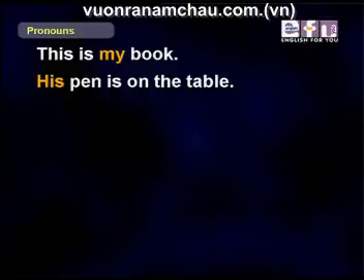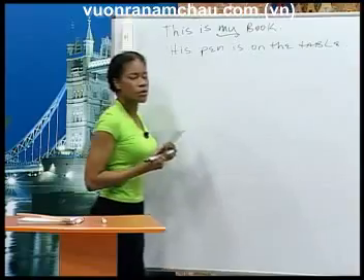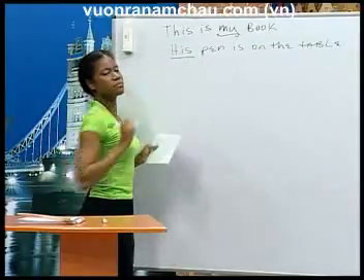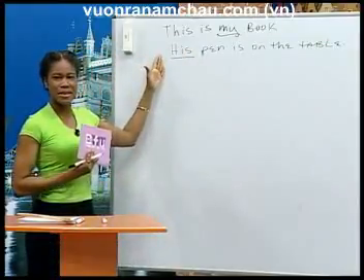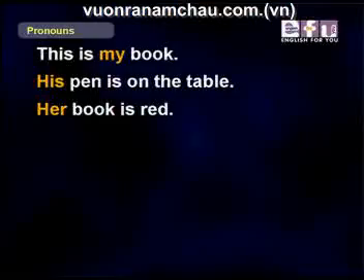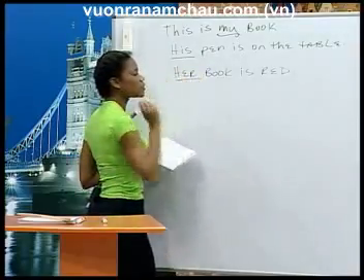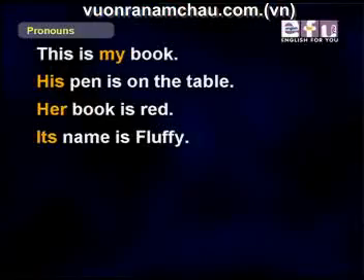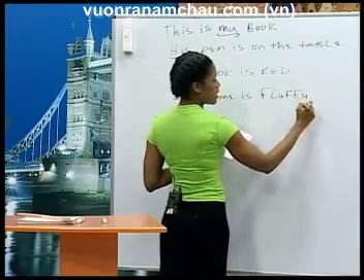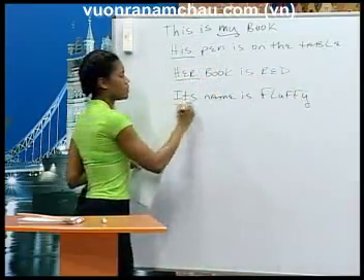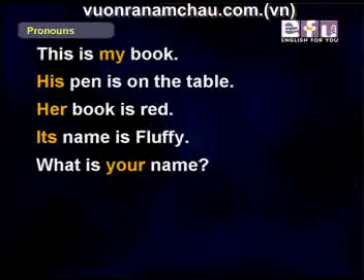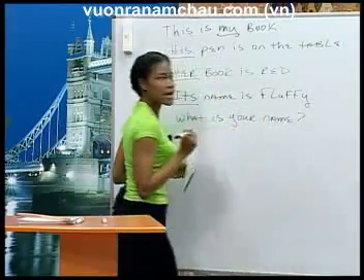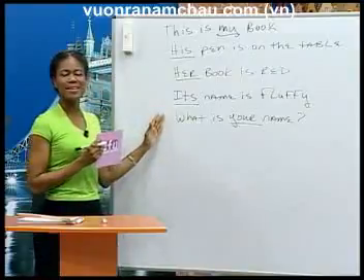His pen is on the table. Whose pen? His pen. Possessive adjective. His pen is on the table. Her book is red. Possessive adjective, her. Her book is red. Its name is Fluffy. Fluffy the cat. Whose name? Its name is Fluffy. What is your name? Possessive adjective, your. What is your name?